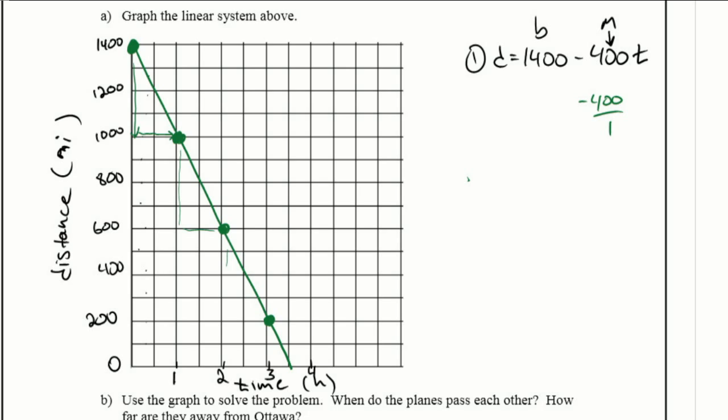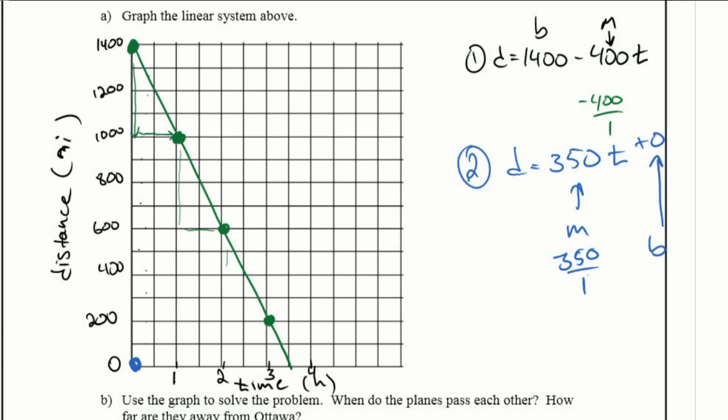That's good. The second equation I'm given is distance is 350 times time. So this one has a slope, but my y-intercept is just 0. It's not there, it's missing. So I'm going to start at the origin. My rise is going to be 350 over 1. 350 miles every 1 hour.